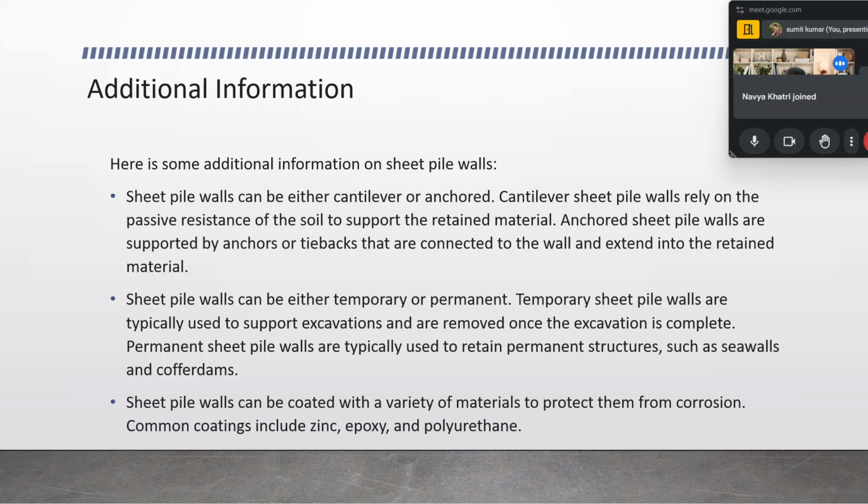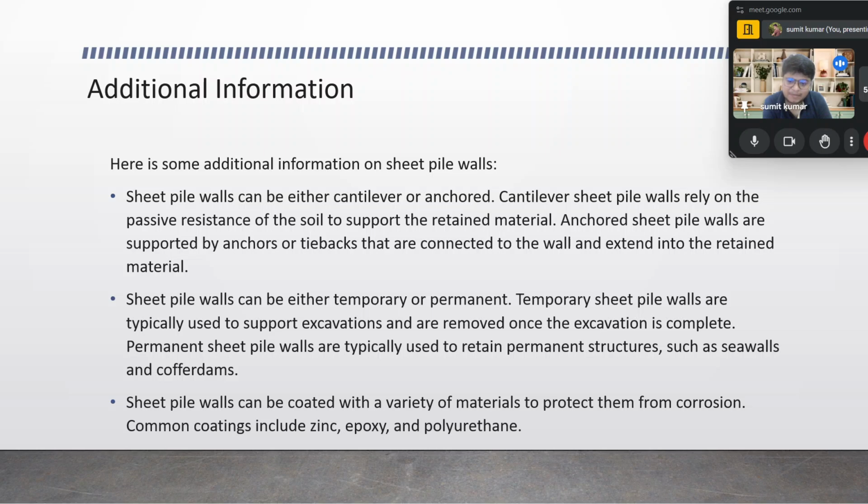The temporary seed pile walls are typically used to support the excavation and are removed once the excavation is complete. As we have seen as well, during the construction of some bridges, if we want to isolate that section so that the water could not flow into it, as I have said earlier in the applications, water tightness is one of the properties of the seed pile walls. So when we provide them as temporary seed pile walls, they are typically used to support the excavation and are removed once the work of excavation is complete for the construction of some foundation or anything else. And when we talk about the permanent seed pile walls, they are typically used to retain permanent structures such as sea walls and coffer dams.